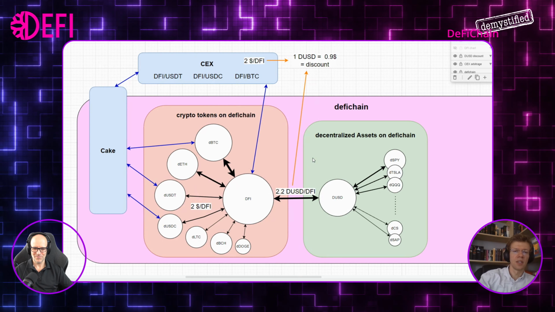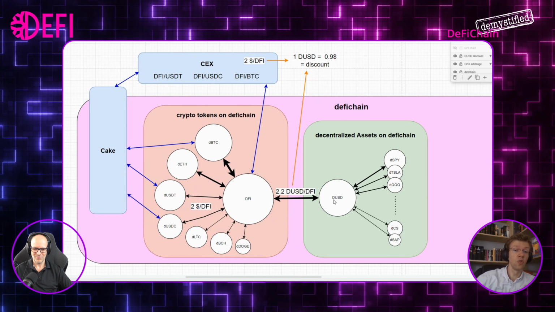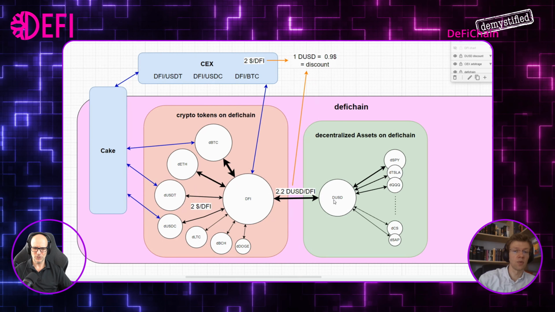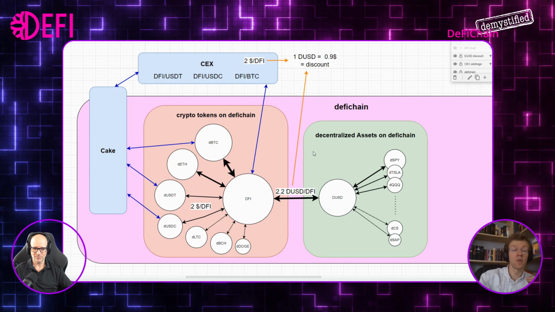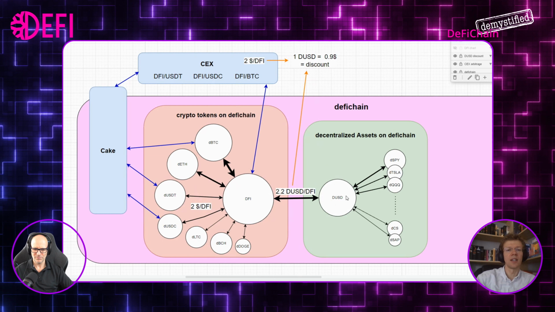That's why we created this DeFi payback, so that you can create DUSD easily in a loop: create it, pay it back with DeFi, create it, pay it back with DeFi. So now we have a lot of algorithmically created DUSD in the pool or in the whole system. So they are there.